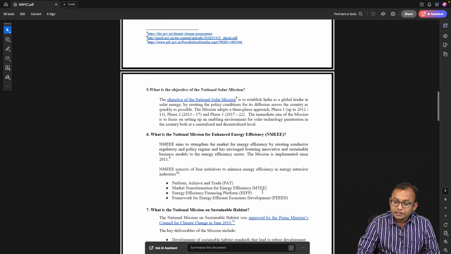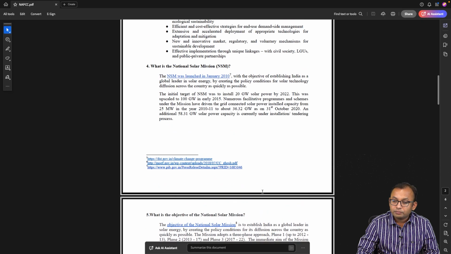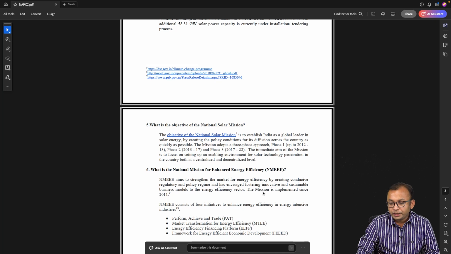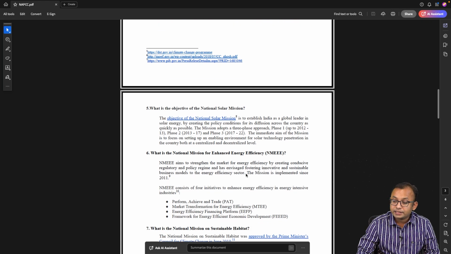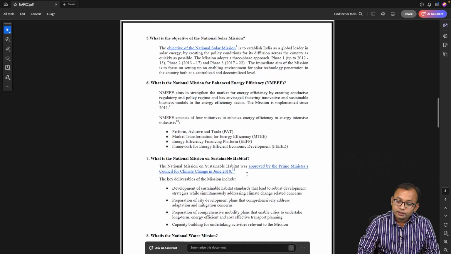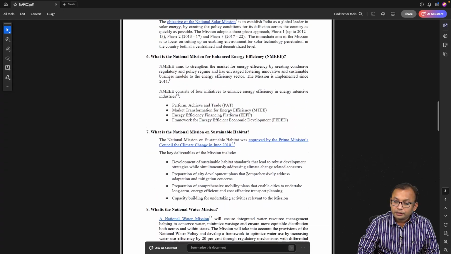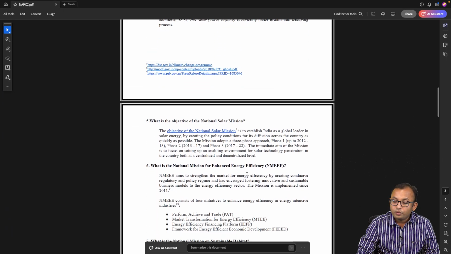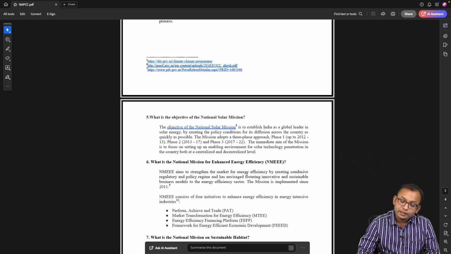Then it is a kind of promoting the national mission for enhanced energy efficiency. So, that promotes how we can improve our energy efficiency by creating a conducive regulatory and policy regime and fostering innovative and sustainable business models in the energy efficiency sector. The mission has been implemented since 2011.